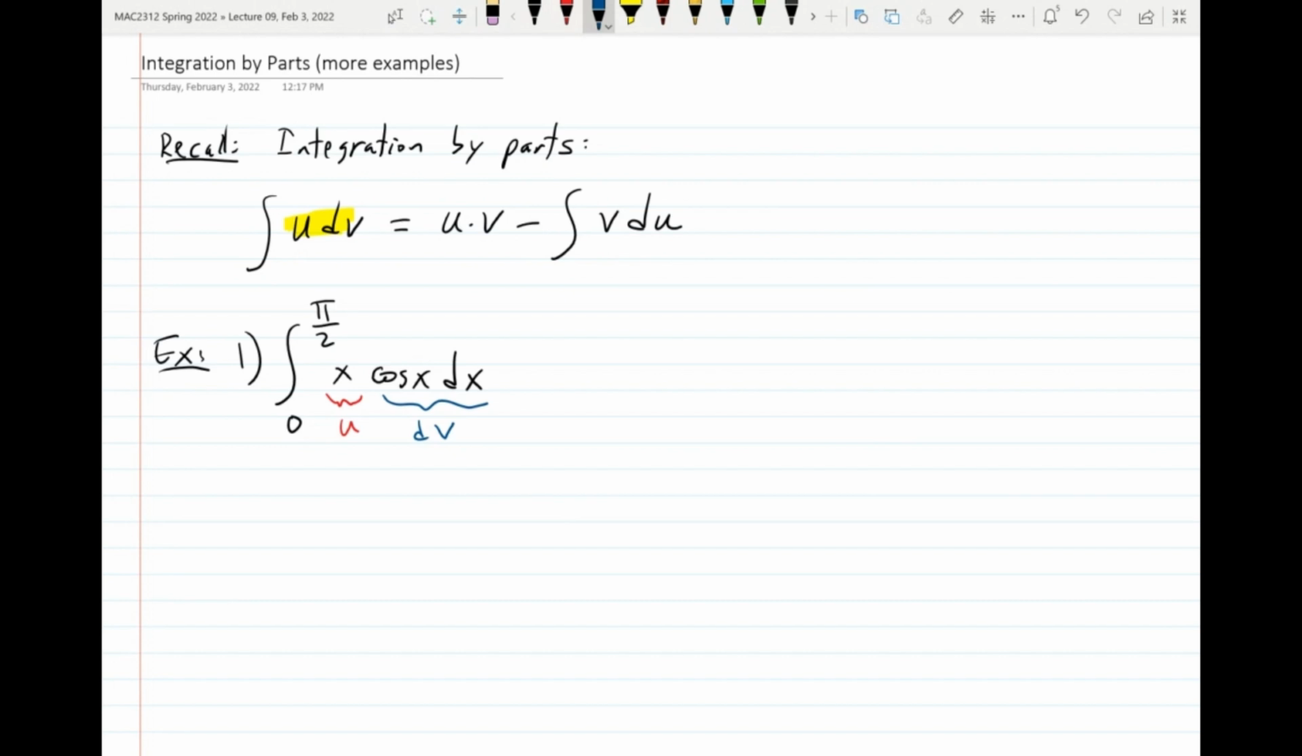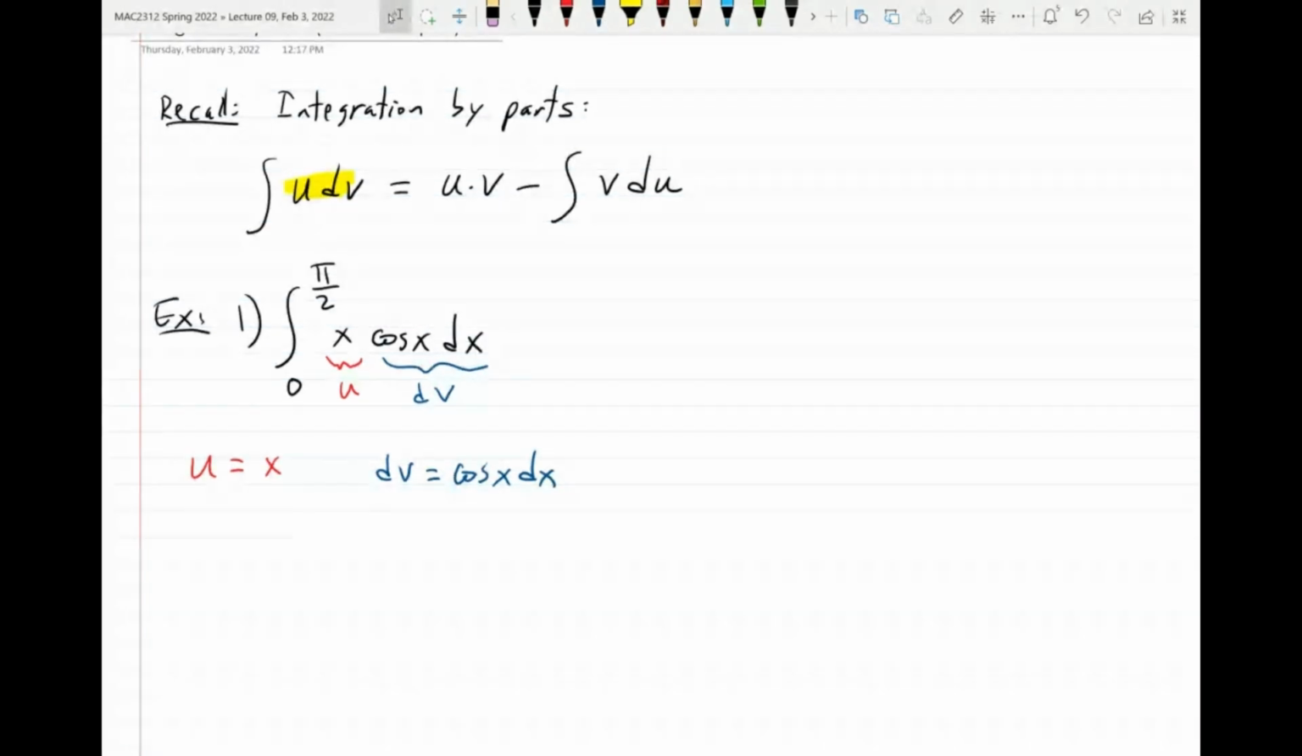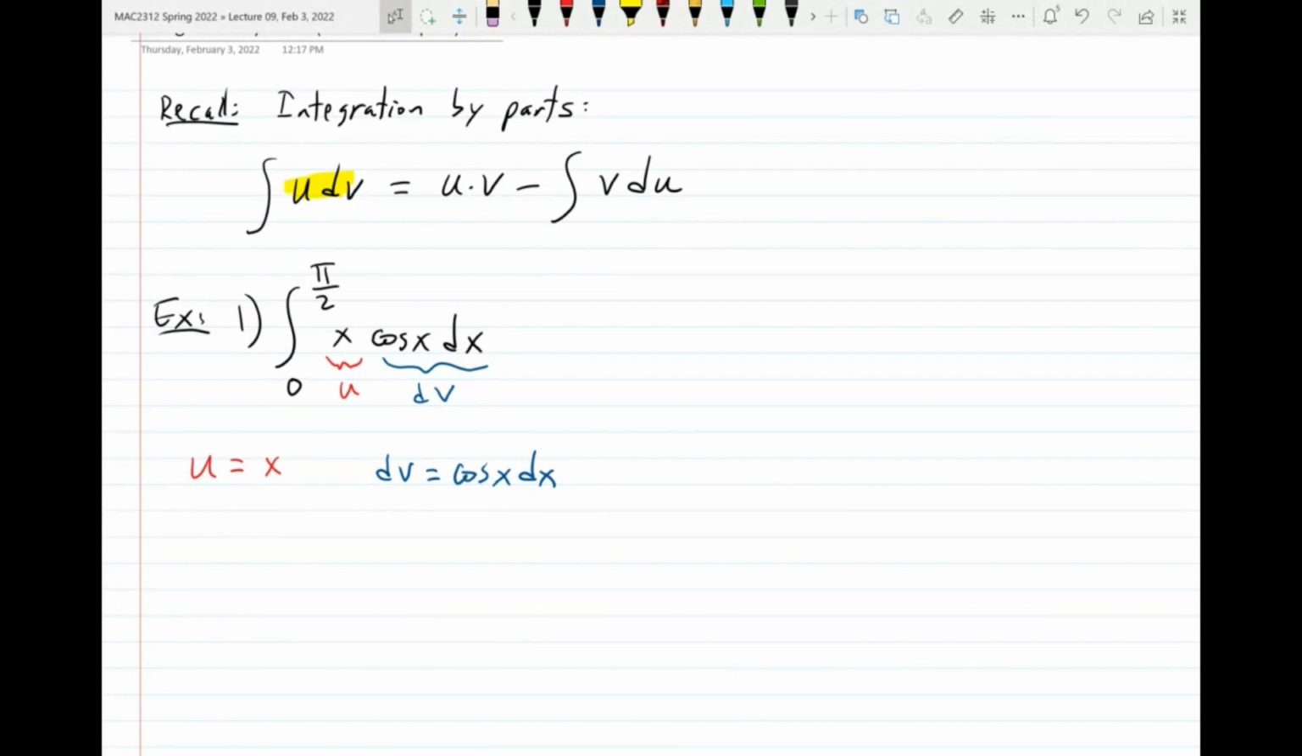Everybody okay with this? So u equals x, and then dv equals cosine of x dx. Now we find the remaining two things that we need. We need du and we need v. So we take the derivative. Du is just dx. And then to find v, remember we do this by integrating our dv. That's how you find v. You just integrate whatever your dv is.